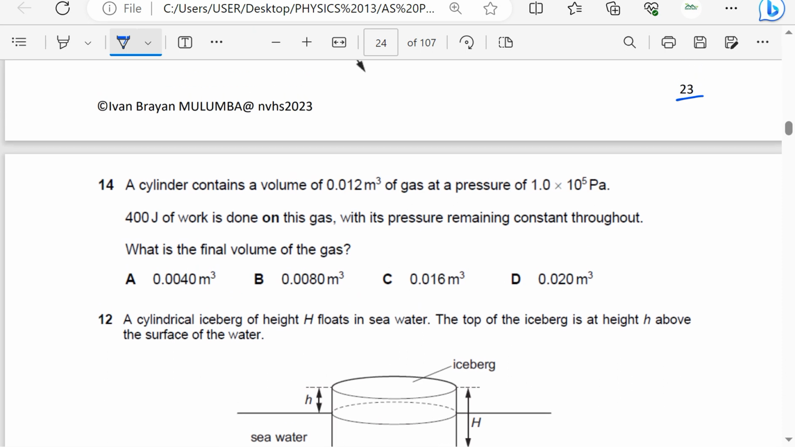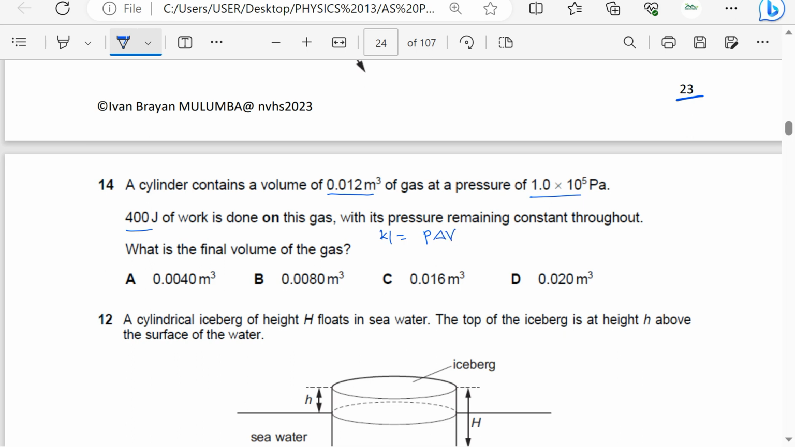A cylinder contains a gas with a volume of 0.012 meters cubed at a pressure of 1.0 times 10 power 5 pascals. 400 joules of work is done on this gas with its pressure remaining constant throughout. What is the final volume of the gas? Of course, this is a simple question. Work done due to a gas: work done is equal to pressure times change in volume.